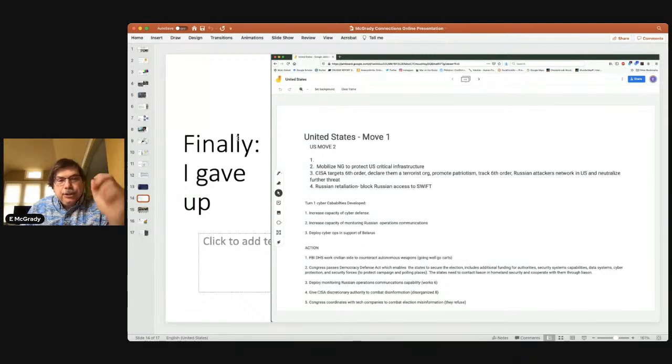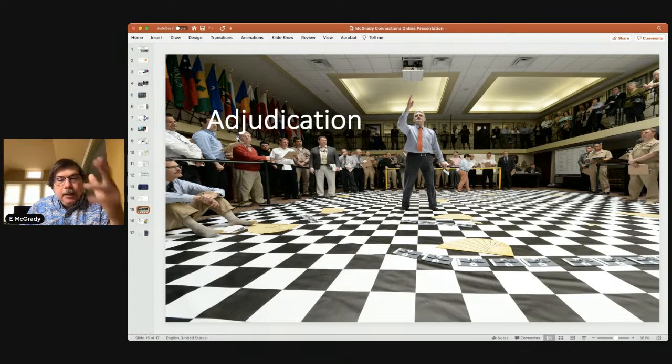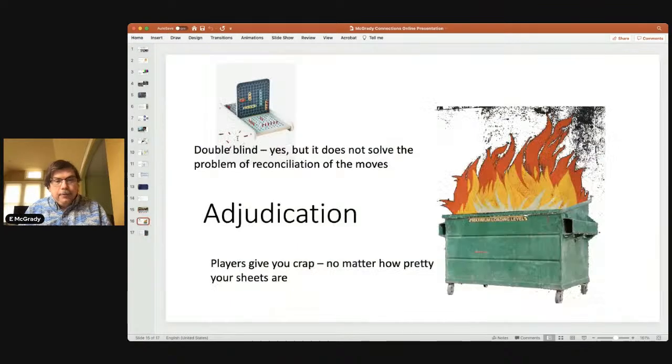They tell me what their actions are, I adjudicate them, and I push them back out over Jamboard, which works pretty well. Now, adjudication is a major issue. You would think that the advantage of this medium is the fact that you have the ability to do double blind. But the minute you go to double blind, that really increases your adjudication problems. And obligatory slide of Pete Pellegrino.